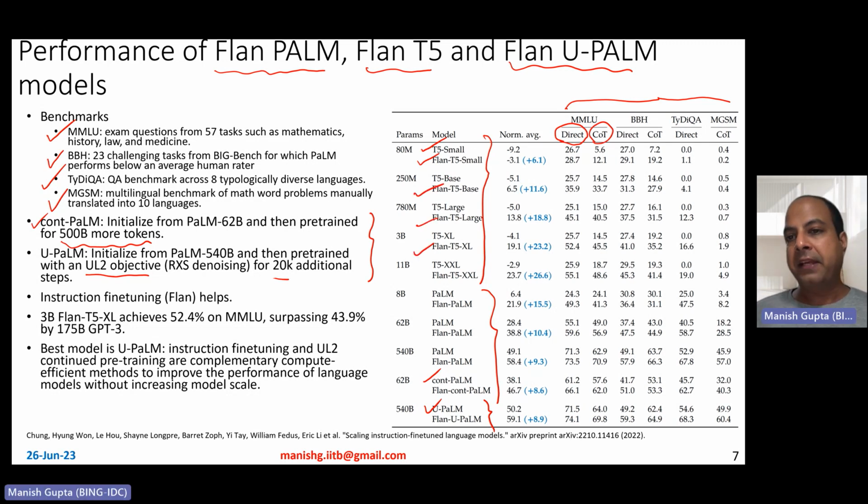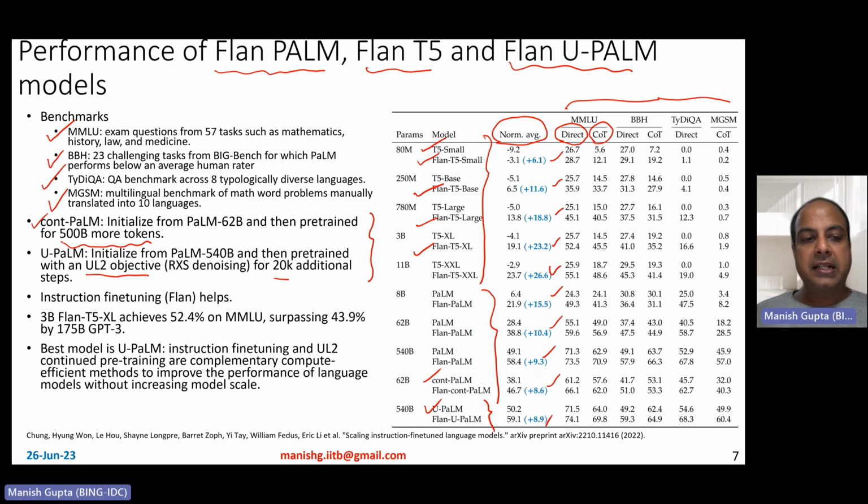But then at inference time, you could either directly do the inference, or you do chain of thought prompting based inference with self-consistency, right? So what you observe is that the best model here. First observation is that yes, instruction fine-tuning helps everywhere, right? Everywhere, wherever you see, this is the normalized average across all the tasks. What you observe is that you see so much of gain across different model sizes and different kinds of models with respect to the non-instruction fine-tuned model.